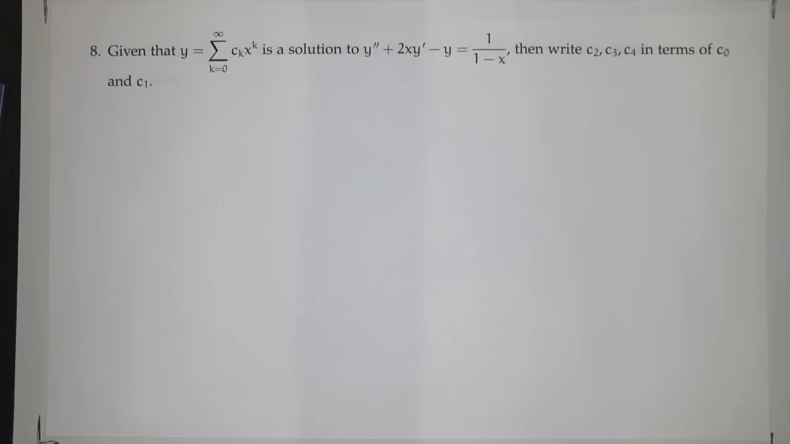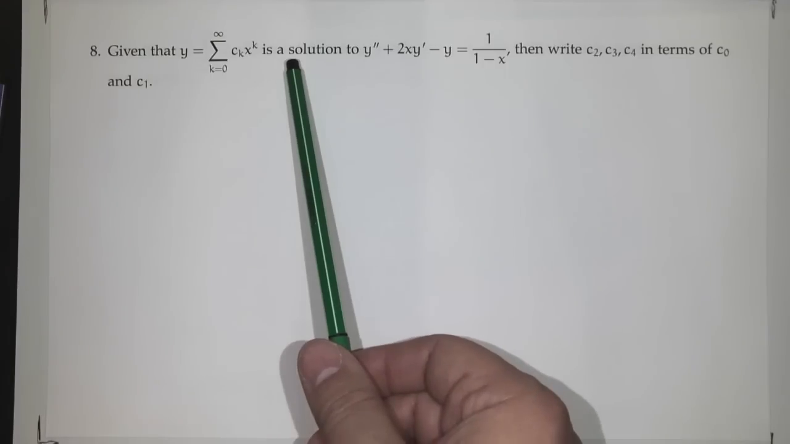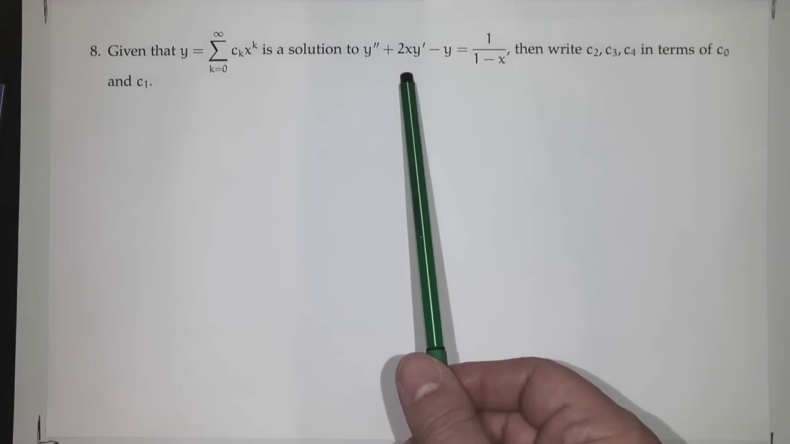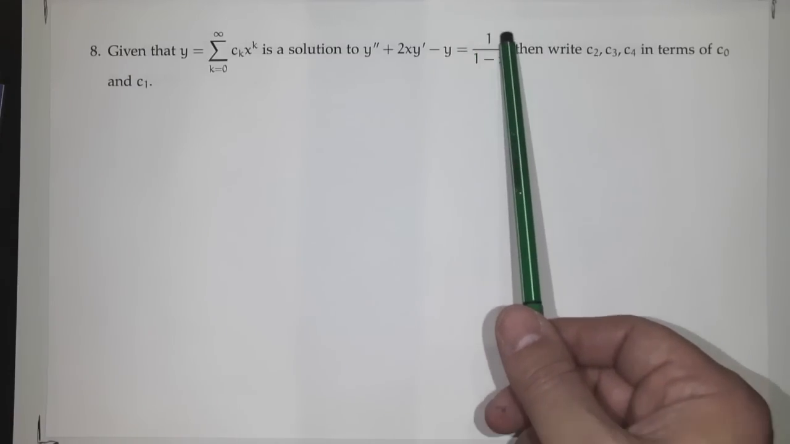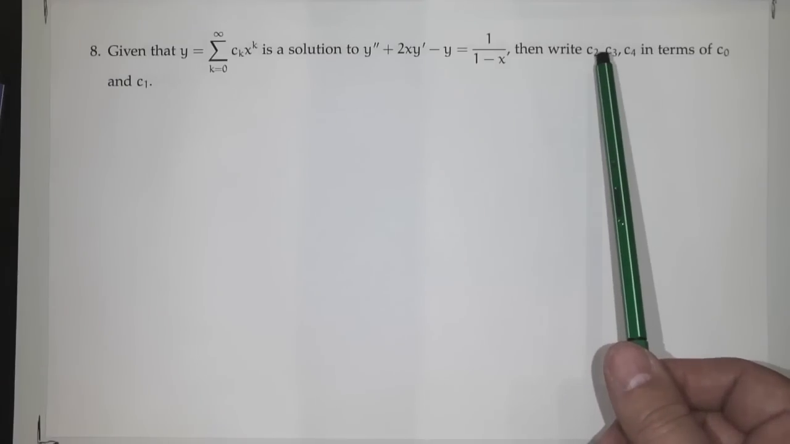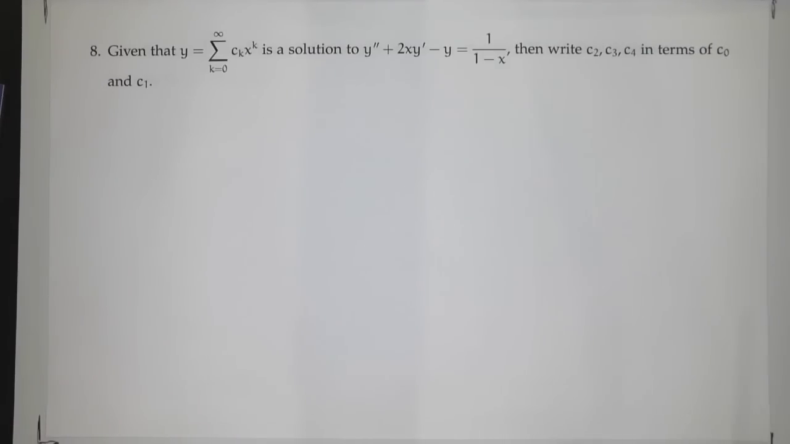Okay, so number 8. Given that y is equal to the sum of c_k x to the k is a solution to y double prime plus 2xy prime minus y is equal to 1 over 1 minus x, then write c2, c3, c4 in terms of c0 and c1. So in essence, normally c0 and c1 would be your initial conditions, your y of 0, y prime of 0. But we're not going to give you initial conditions. However, everything can come back to those initial conditions. So our goal is to rewrite our coefficients in terms of the first ones.